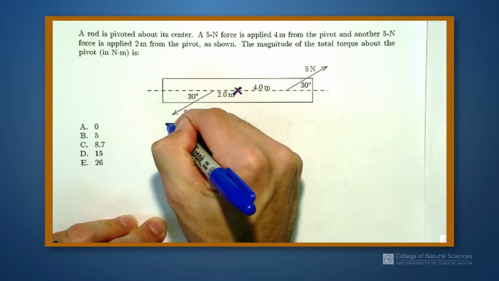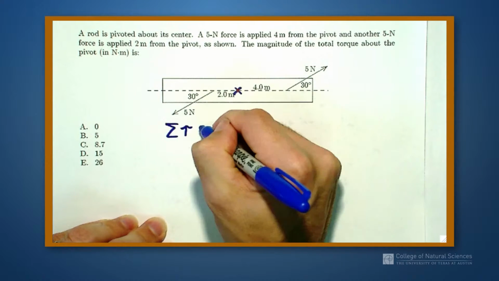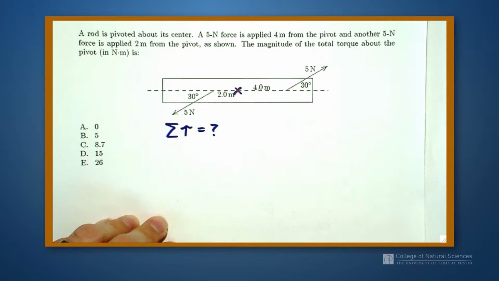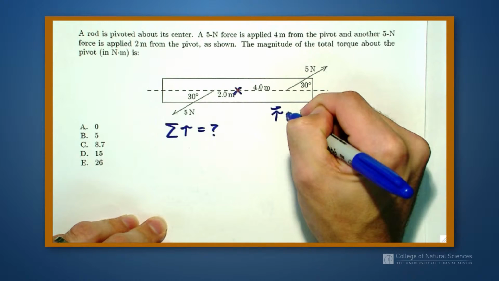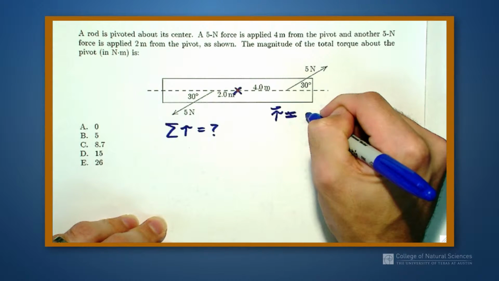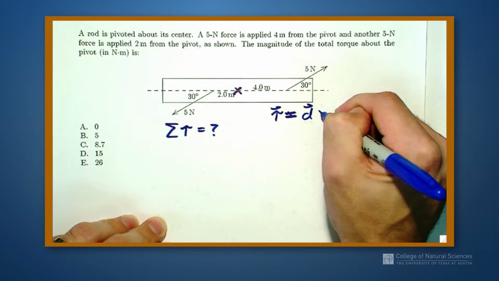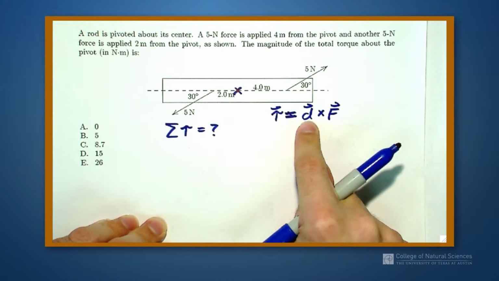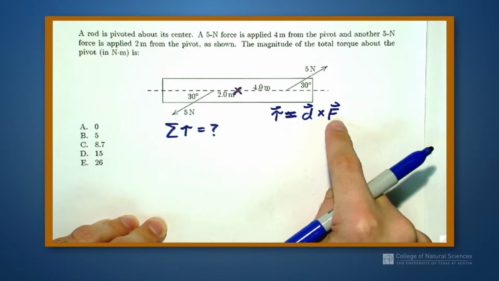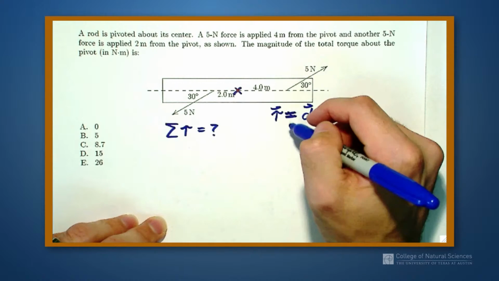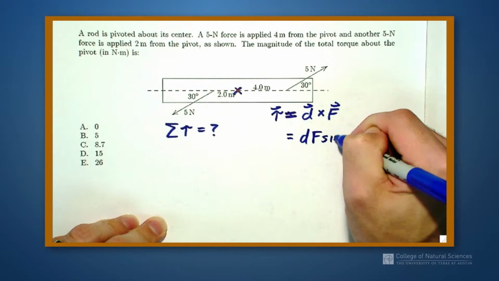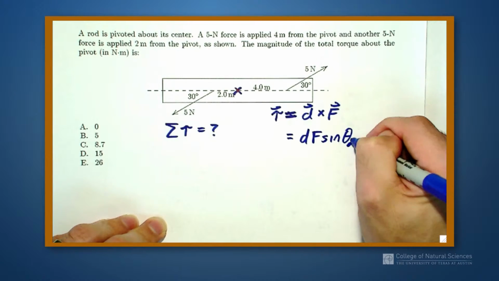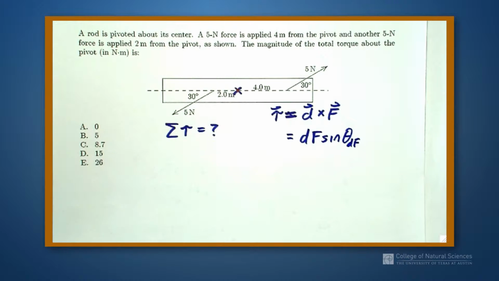So we want to figure out what is our total torque on this problem. Well, we know that torque, by definition, is given by a distance that a force is away, and we multiply the distance vector crossing into the force vector. The way that we remember this one, normally solving problems, is d F sine of theta, where theta is the angle between the d and the F vector.